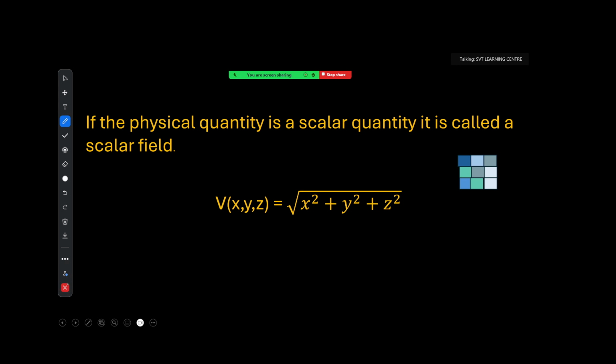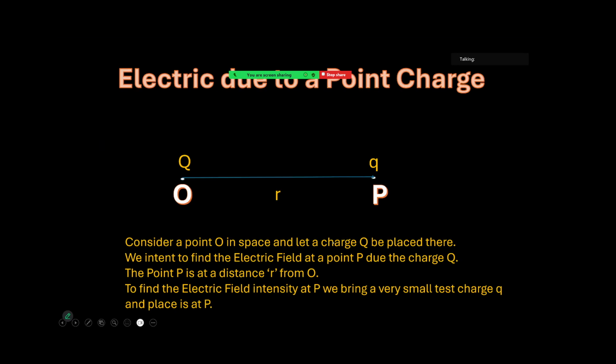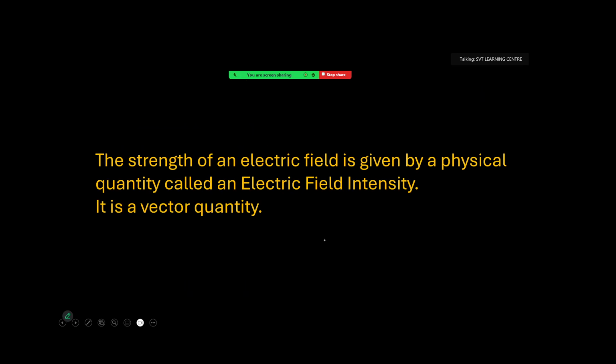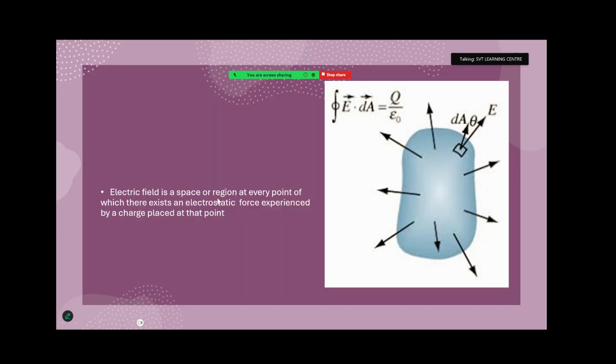Now let's go to the other field we are interested in. We talk about electrical field. Electrical field is a space or region at which there exists an electrostatic force. When we say electrostatic force, that can be experienced only by a charge placed at that point. So suppose you have a place, and at every point the moment you place an electron, a proton, anything that has charge, it is automatically subjected to a force. Such a place is called an electrical field.